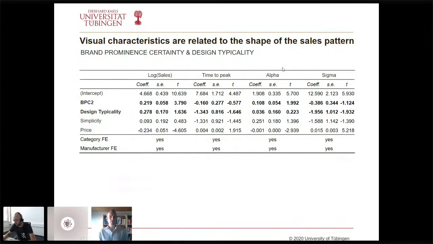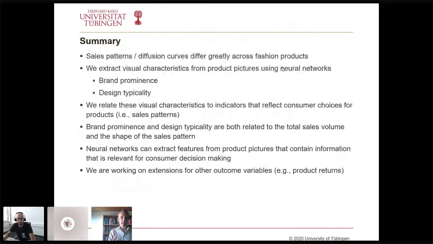To wrap up, because I'm running out of time: we see in the data, and from previous research, that sales patterns and diffusion curves differ greatly across fashion products. What we do in this research is extract visual characteristics from product pictures using neural networks, focusing on brand prominence and design typicality, and we relate these to indicators that reflect how consumers make choices, in particular what they buy and how much they buy. And we see that these measures are indeed related to the sales volume and to the shape of the sales patterns.